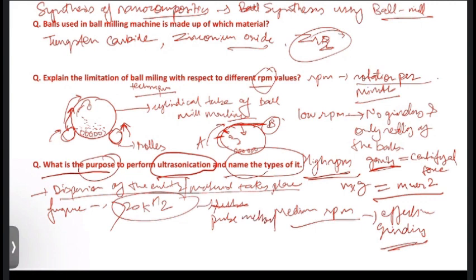You will have some pulse, it will disperse your material into that solvent, it will again stop, then again the pulse will get on. It happens in a periodic manner. So that is the definition and the purpose of ultrasonication. Are you able to draw that analogy? Do you agree with this analogy?